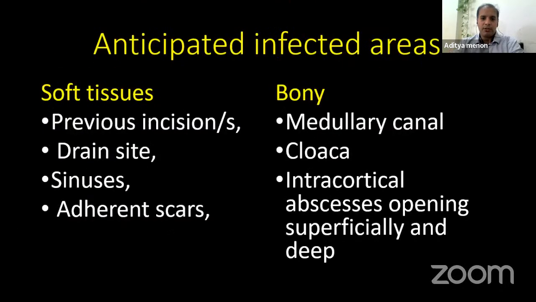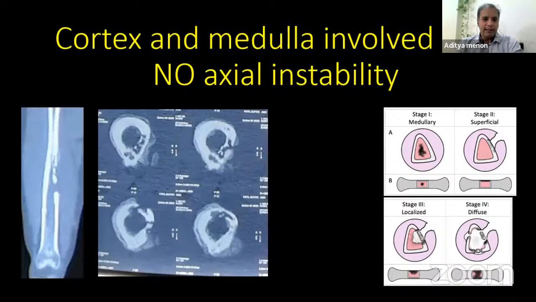Let's go to where this patient stands. We can clearly see on the CT scan that part of the cortex was involved, not the entire segment. It's only the medial side where the window was treated and there was cloaca there. But there was no axial instability. So it's not medullary because there is cortical involvement. This is not superficial because there is medullary involvement. This would not be a type 4 because axial stability is not compromised because it's not an infected non-union. Only one part of the circumference involved. So it would fall into type 3.